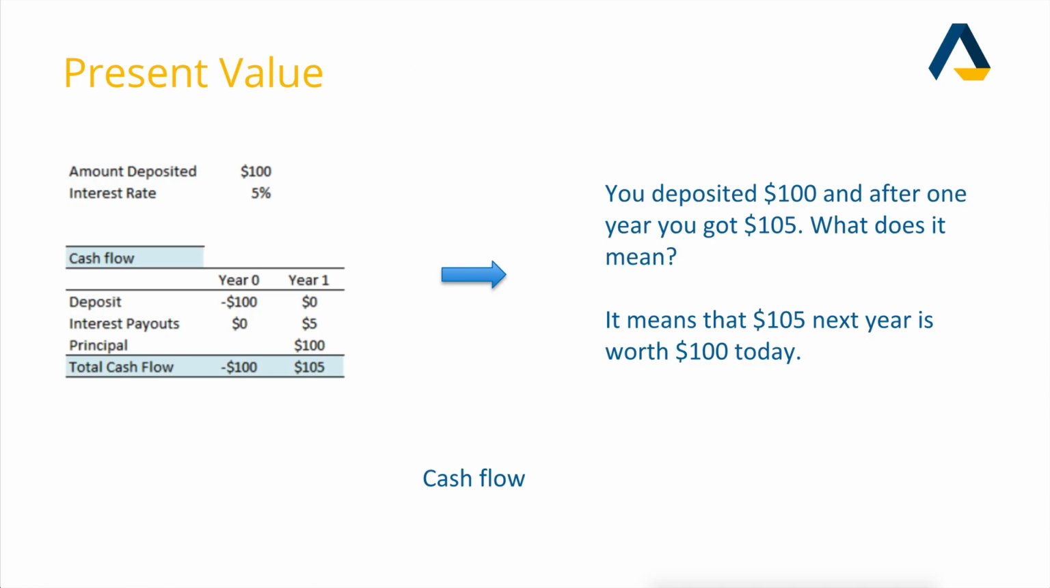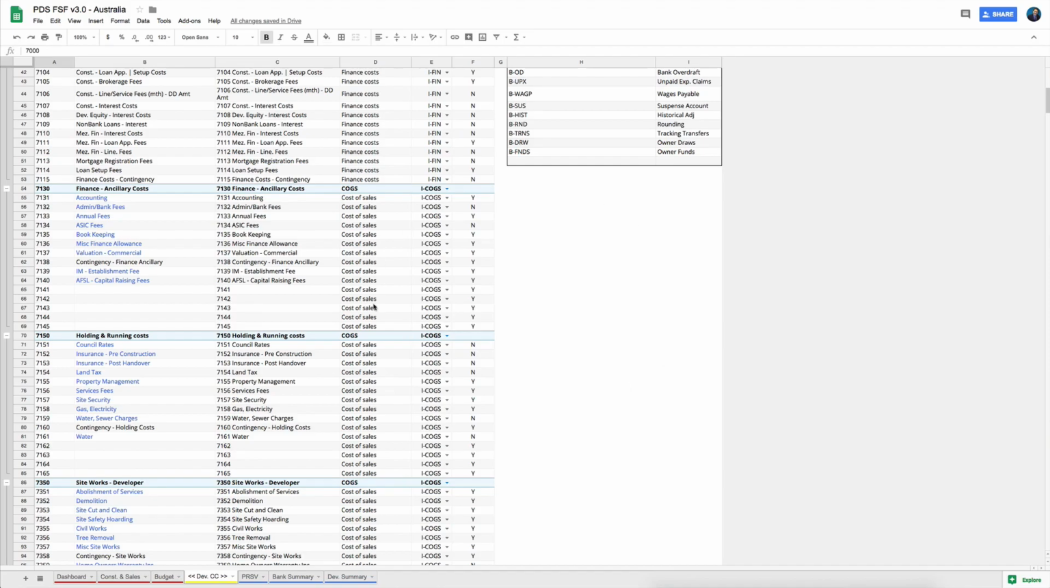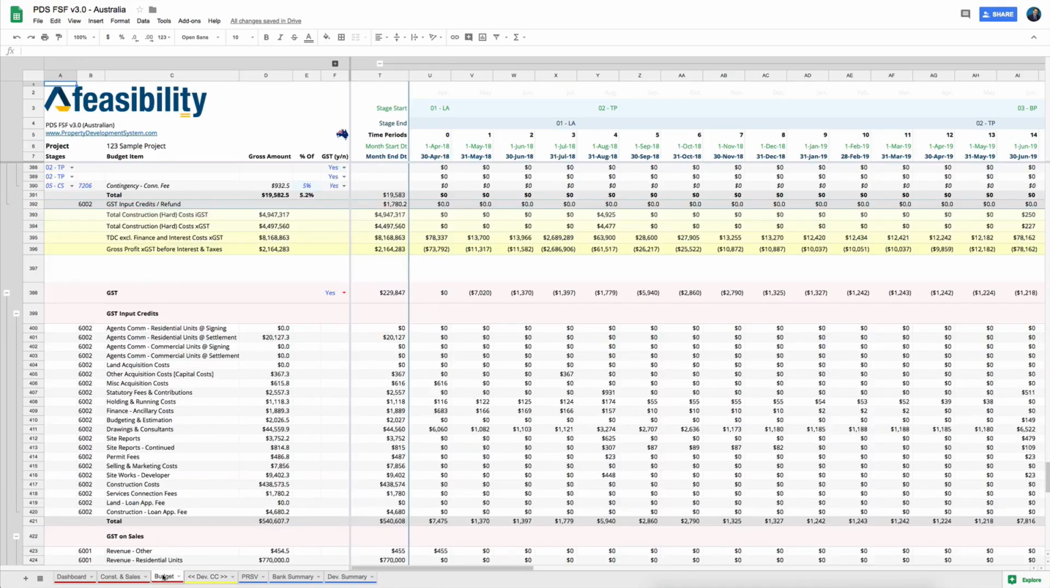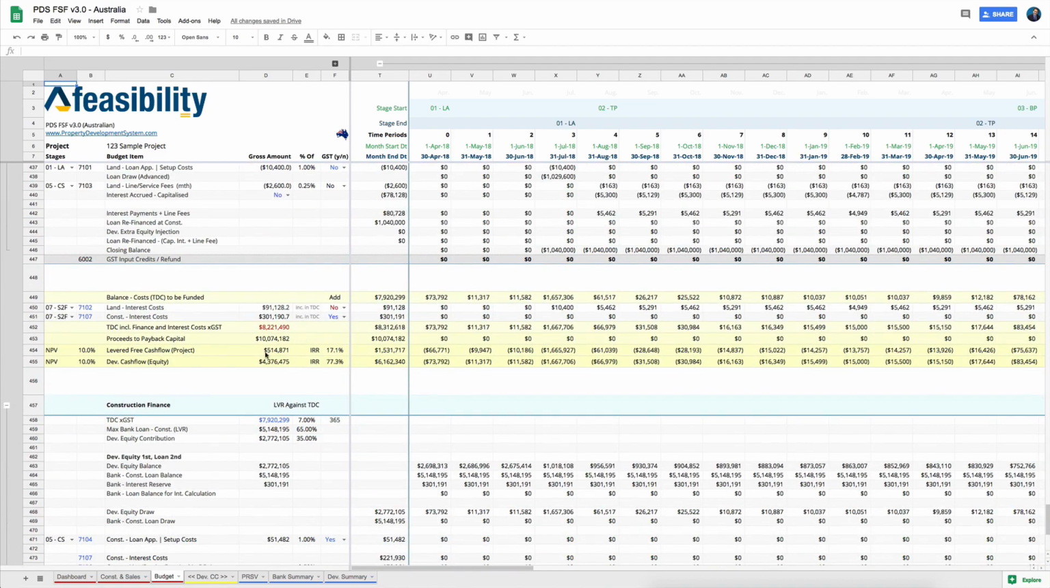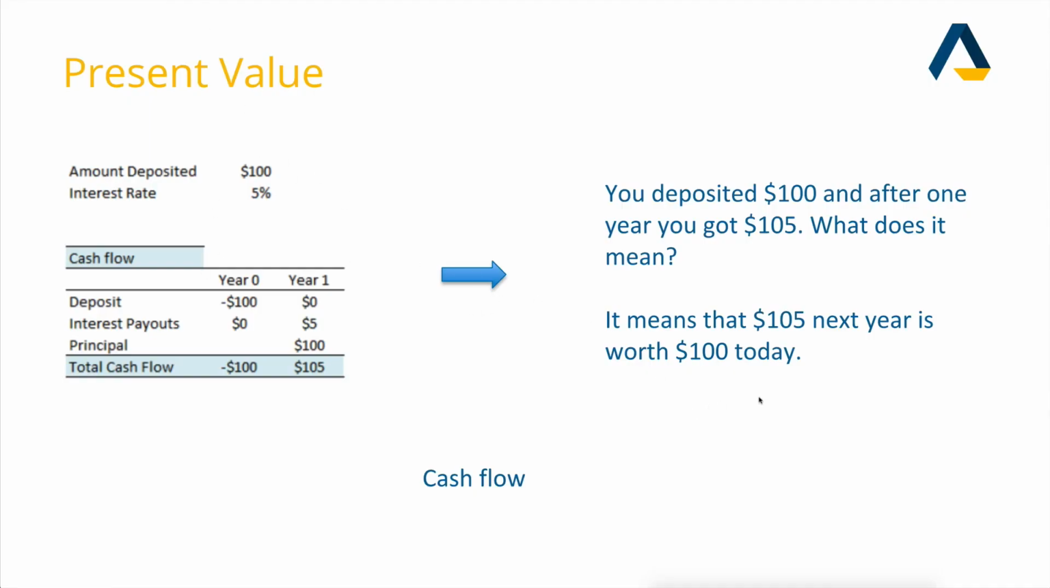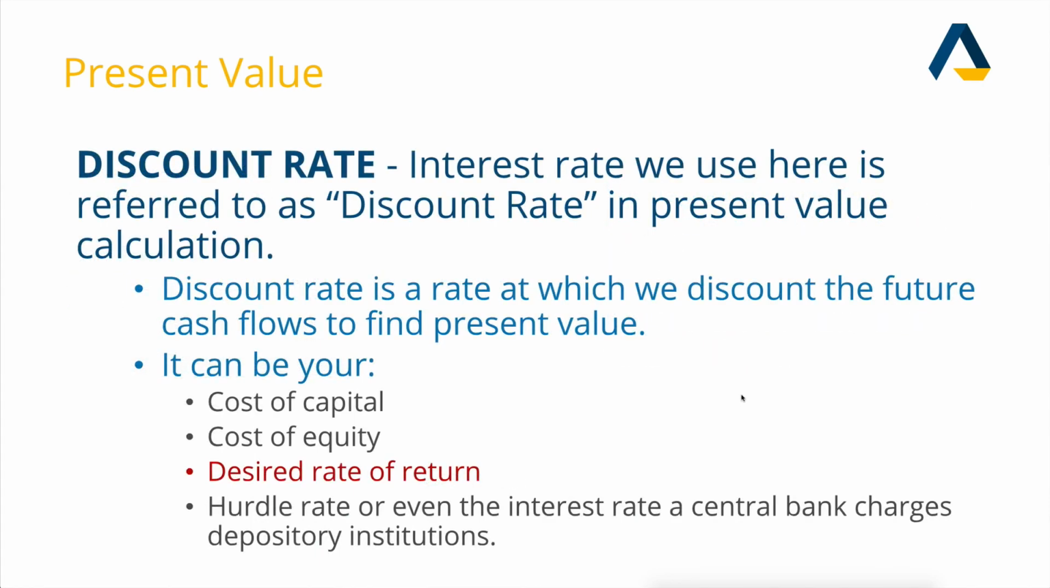But anywhere we do all of these things, I'll quickly refer back to where these things matter in the feasibility, so that you are able to link what the theory is and what the feasibility application is actually doing for you. So in the present value, when you're trying to do that, there's a thing called discount rate.